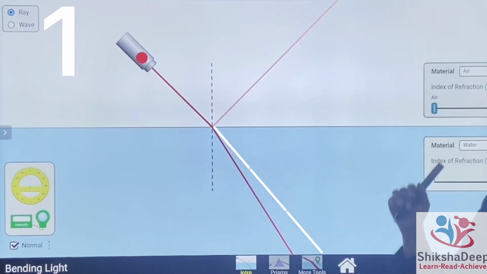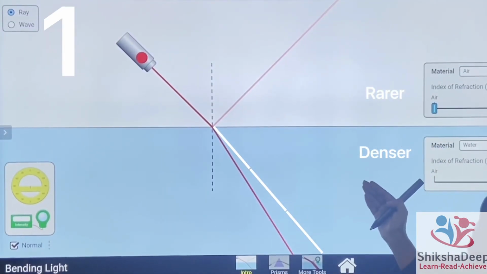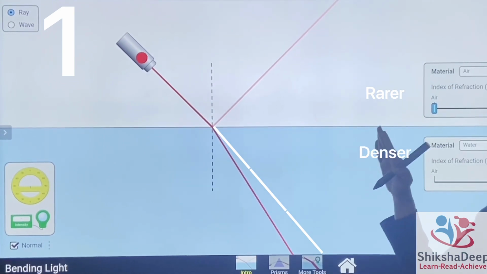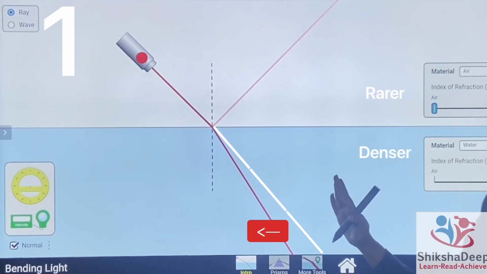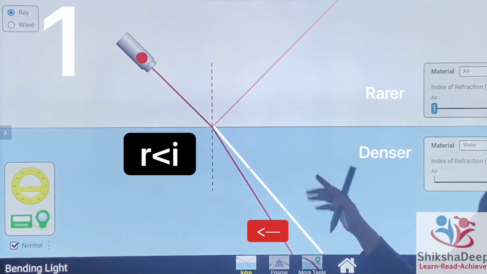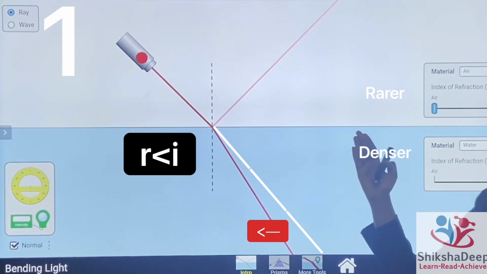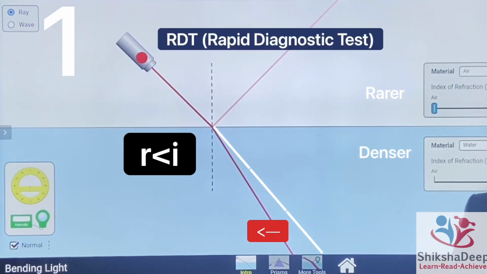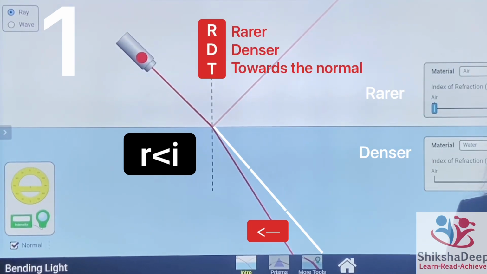When light travels from rarer to denser material, the refracted ray bends towards the normal. That is, the angle of refraction is less than angle of incidence. We can remember this as RDT, Rapid Diagnostic Test. That is, rarer to denser results in bending of light towards the normal, RDT.